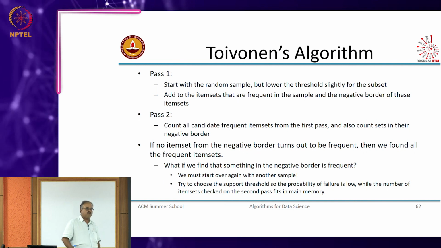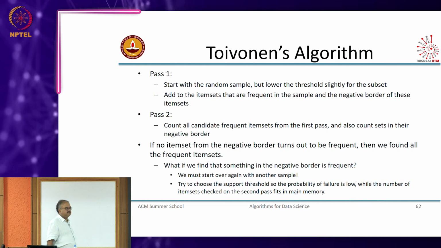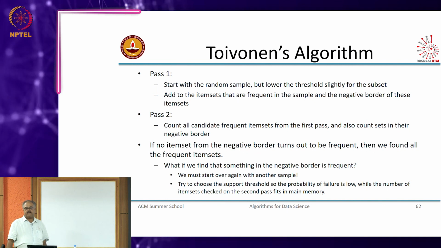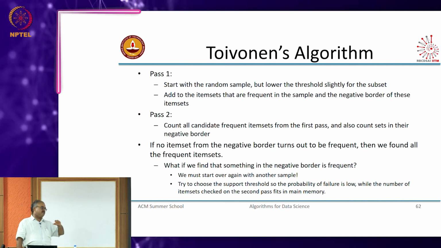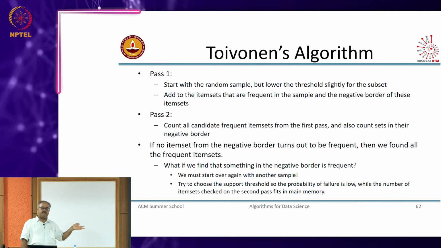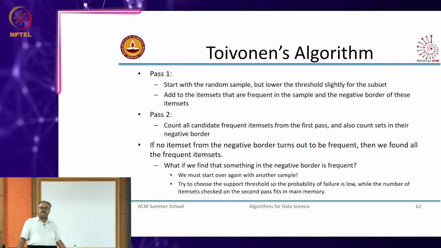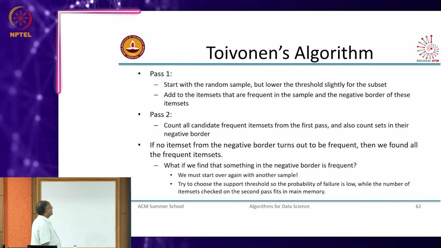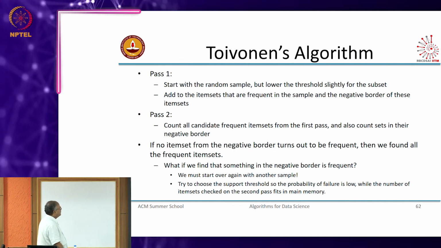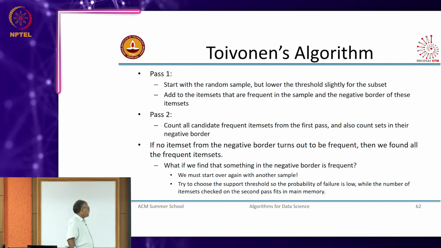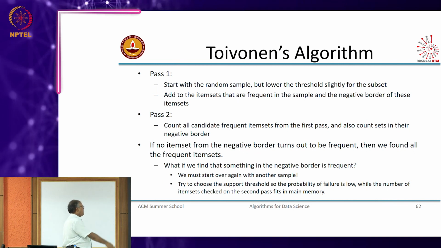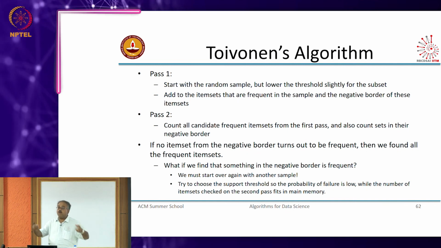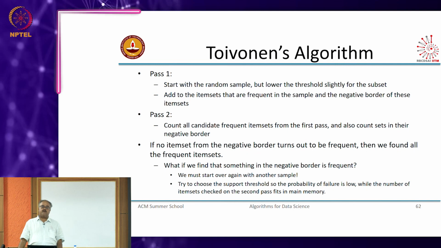So no false positives, no false negatives. This is an additional layer of check over the randomized sampling that we did earlier. In randomized sampling, we just set the threshold to S by 125, do a second pass with all the candidates, and stop. What Toivonen's algorithm says is, no, you just add to this the negative border. If no item set from the negative border turns out to be frequent, then we can stop. What happens if something from the negative border turns out to be frequent?